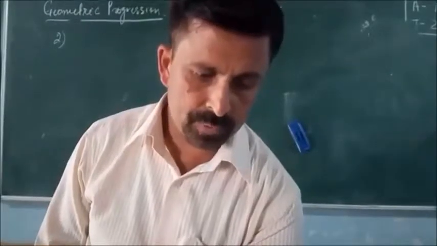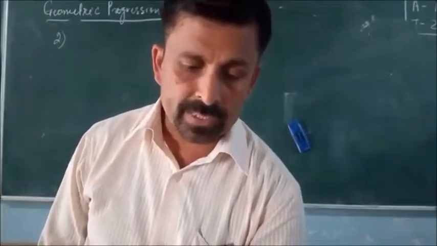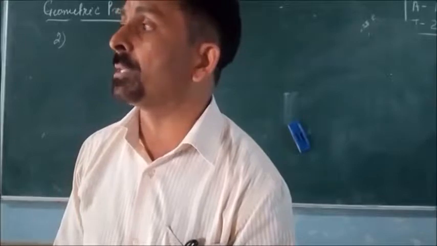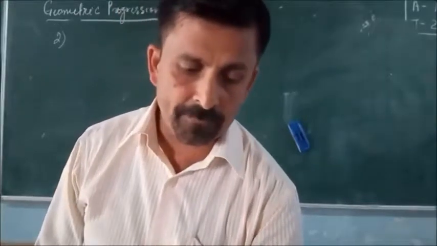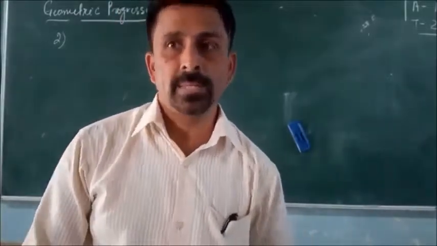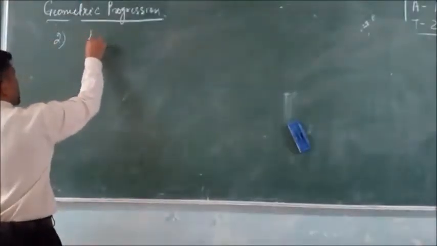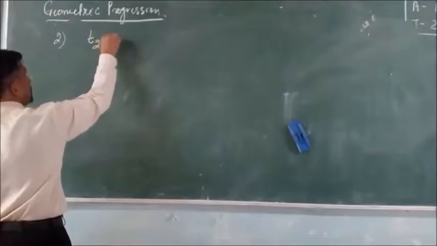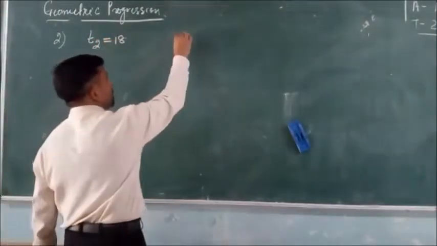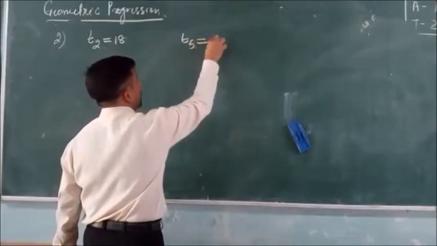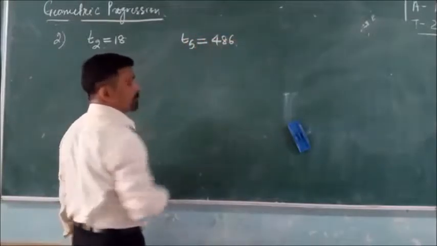Question number 2. The second term of a GP is 18 and the fifth term is 486. Let us write this. The second term is 18, and the fifth term is 486. Is it the fifth term?